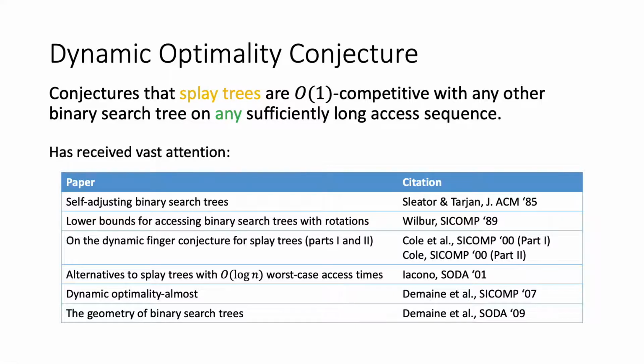Then there's been some work on lower bounds. These are the Wilber lower bounds, SICOMP '89. The dynamic finger conjecture was proven in the 2000s. John Iacono gave the unified bounds. Then we have tango trees, which are log log n competitive, in 2007 SICOMP. And finally, a different proponent for dynamic optimality, the so-called greedy binary search tree, in SODA 2009.